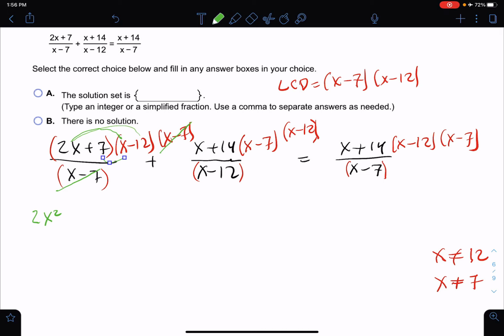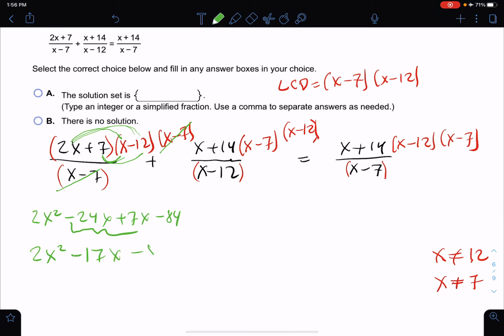That's going to be 2x times x is 2x squared. Then I go this way. 2x times negative 12 is negative 24x. The middle term is 7 times x, which is 7x. And 7 times negative 12 gives us a negative 84. And so, if this step you could do in your head, then you could have saved some time. But if not, then do it right now. What's negative 24x plus 7x? And that's negative 17x minus 84. So we've got 2x squared minus 17x minus 84. Let's do the next one.